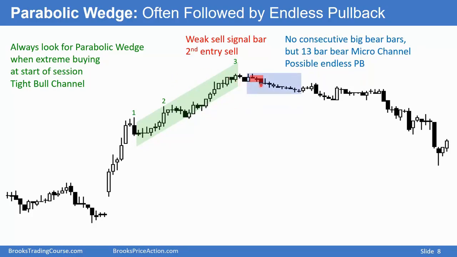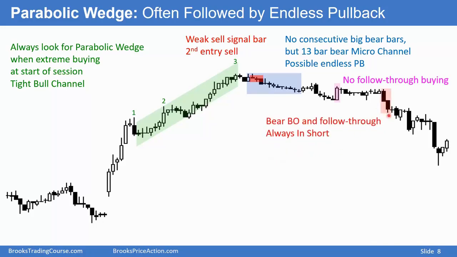No consecutive big bear trend bars, but 13 bars in a bear microchannel. No pullbacks for 13 bars. Possible endless pullback. And when you see an endless pullback, there's a 50-50 chance you're going to get a bear breakout and a swing down. The bulls are trying to reverse, 2 legs down, 1, pullback, 2. But where is the follow-through buying? No follow-through buying. That means this might instead be a double top bear flag. A double top with this bull bar, slightly lower low. We have another tight trading range, and then we get the bear breakout.